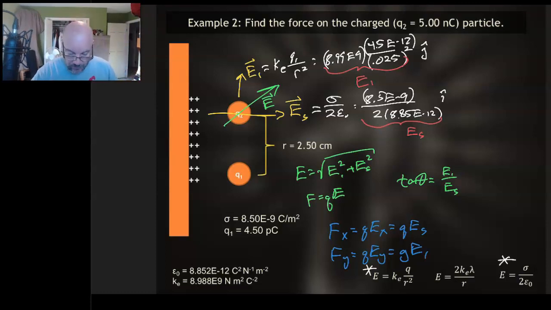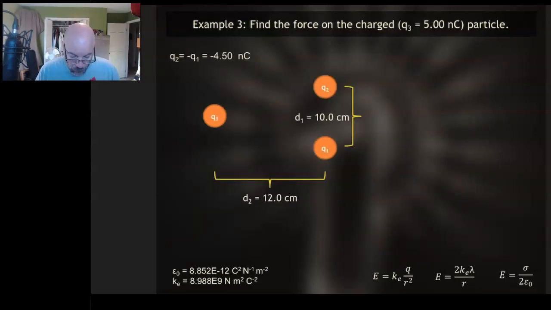Okay. Let's look at another one. We're interested in what's happening to Q3. Q3 is 5 nanocoulombs over there, just like so. And then we've got Q1 and Q2. Now, Q1 and Q2 are opposite charges. They have opposite signs, and we know that because we've got the little negative sign right in there.